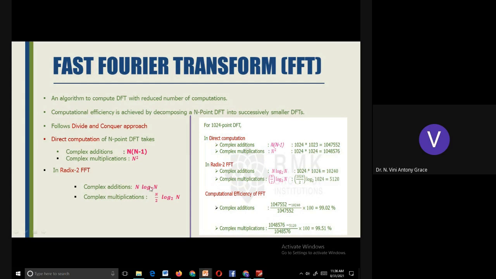So you have to compare the mathematical complexity involved in direct computation and radix 2 computation. This formula will be asked in 2 marks.